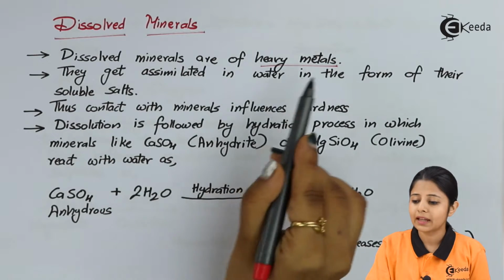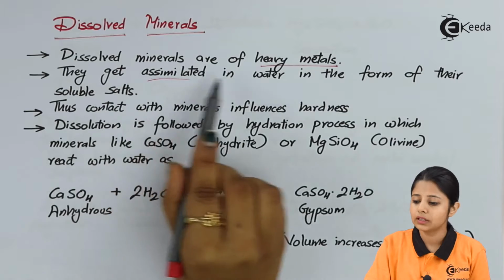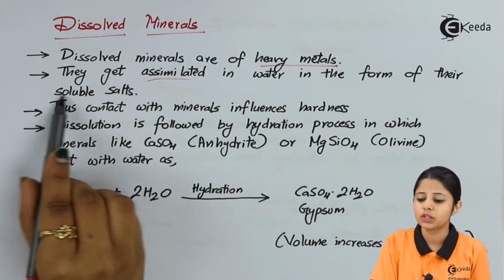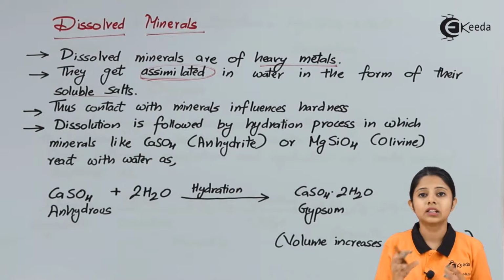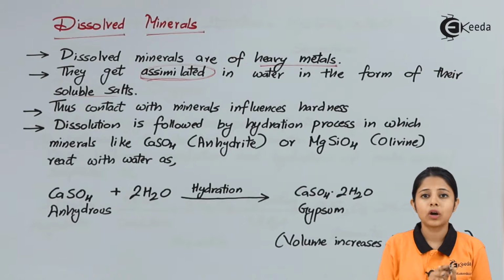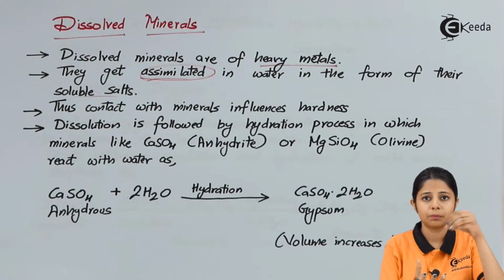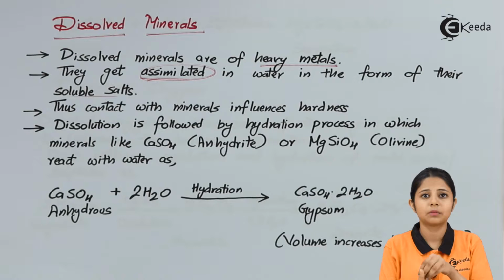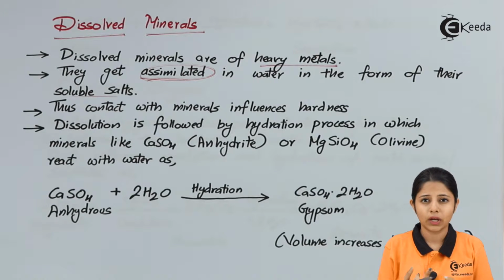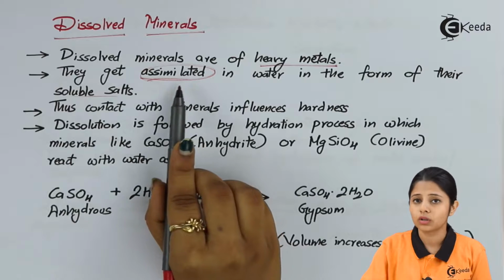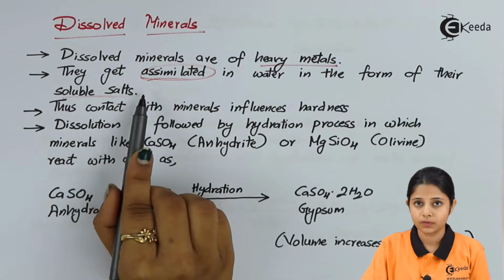So dissolved minerals can be heavy metals. They get assimilated in water in the form of their soluble salts. Assimilation means getting dissolved into water, being a part of the water. That means all these salts which are soluble. For example, if I take a pure iron block and I place it in water, that iron block will never get mixed in water. But if I take an oxide of iron or chloride of iron, any kind of salt of iron, that salt will get dissolved in water. And thus these minerals get dissolved in water because of the soluble salts.